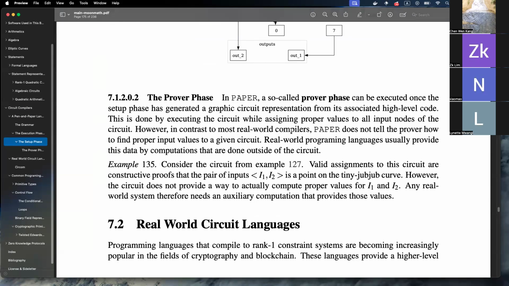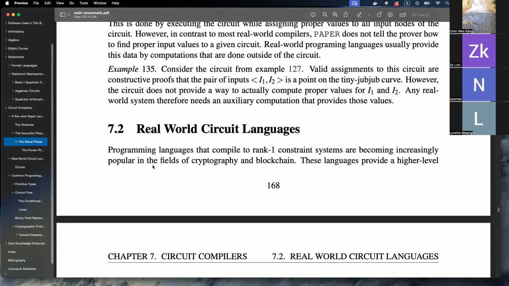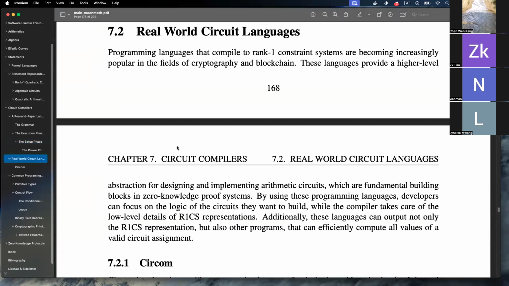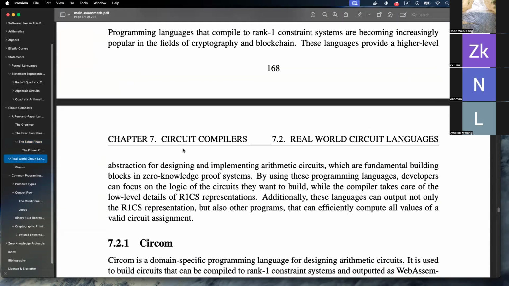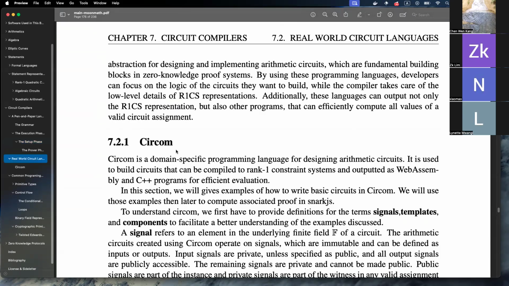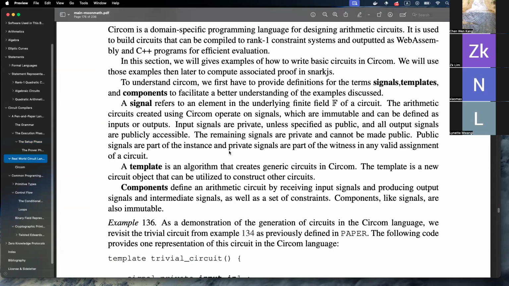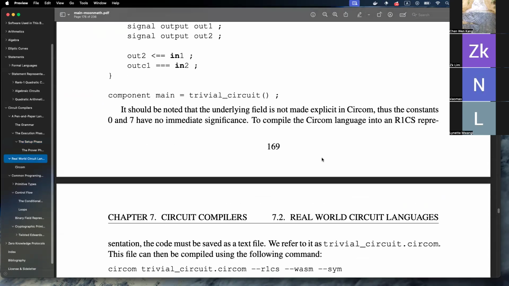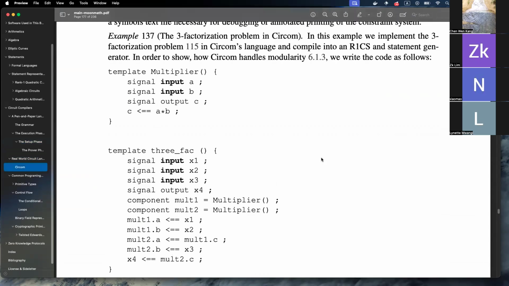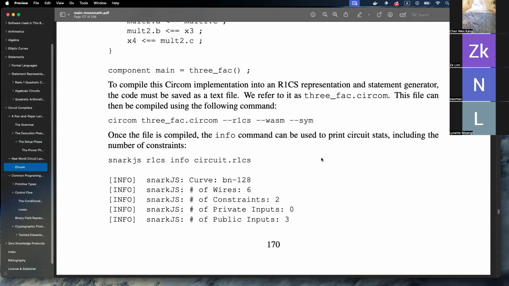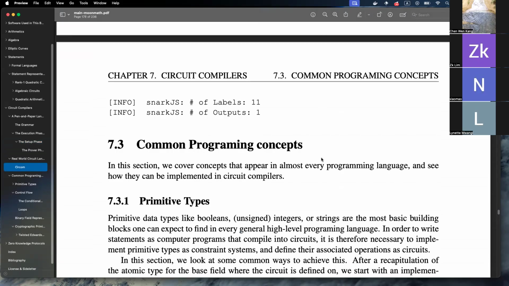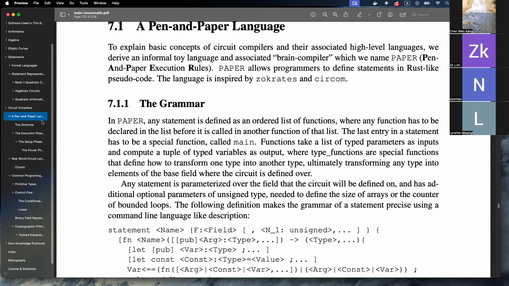Questions, approval phase, and now we are at real world circuit languages. Circom. Questions? No. Okay, while you think about questions, let's go through a little bit of the important stuff here.